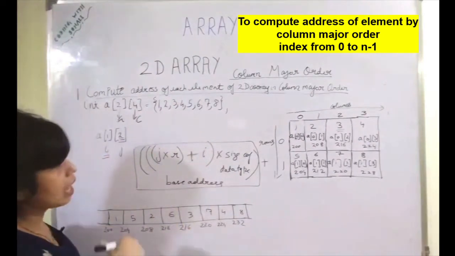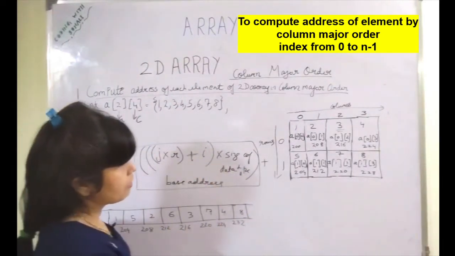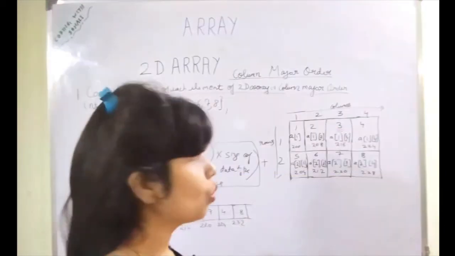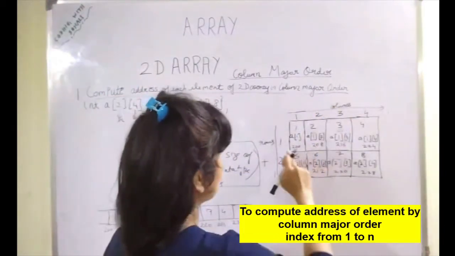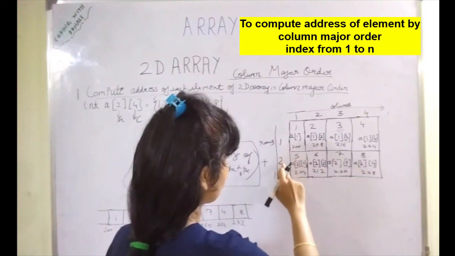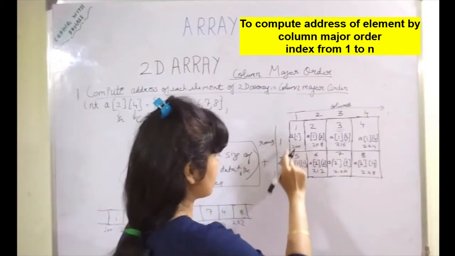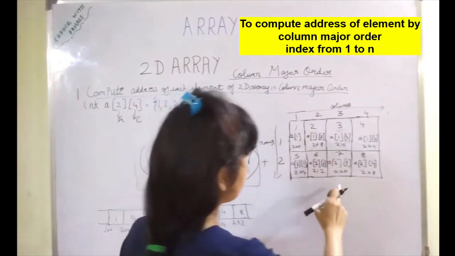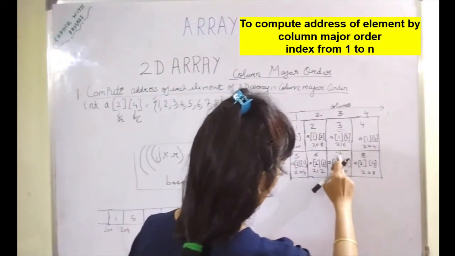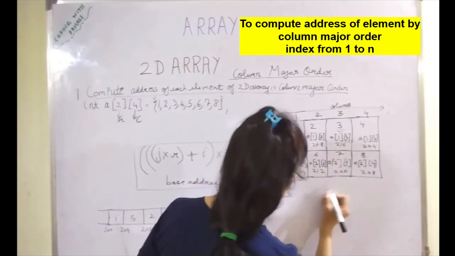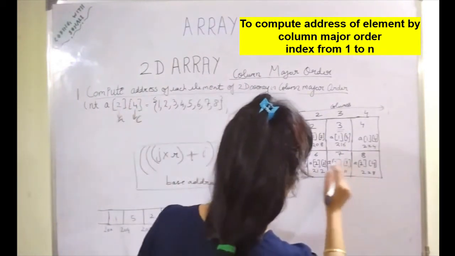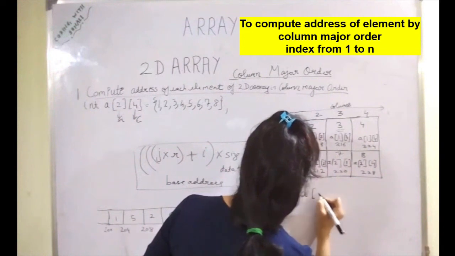Now we will be seeing how this formula gets modified if the indexing does not start from 0 but it starts from 1. So in case of the column major order, if your indexing starts from 1 and not from 0, you can see here the row 1, then row 2, and for column also indexing is starting from 1. And I have to calculate the address of the element. I and j will change, but the size will be the same for the row and column.